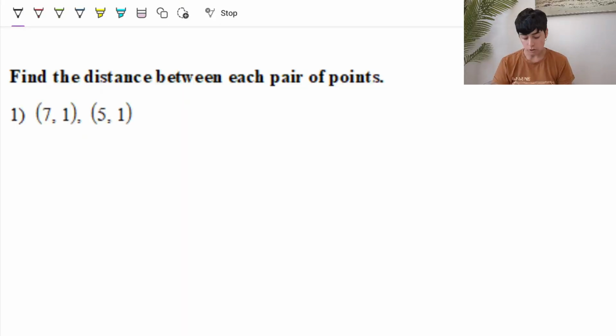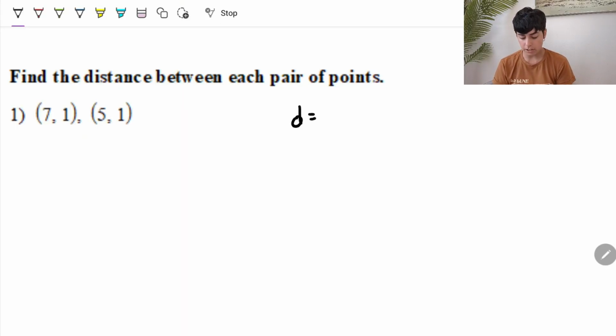Hey guys, today we are going to talk about the distance formula. Now this is how we can tell how far apart 2 points are. This could be 2 points given to you, 2 points on a graph, it's just the distance between them. So first off, let's remember what the distance formula looks like.